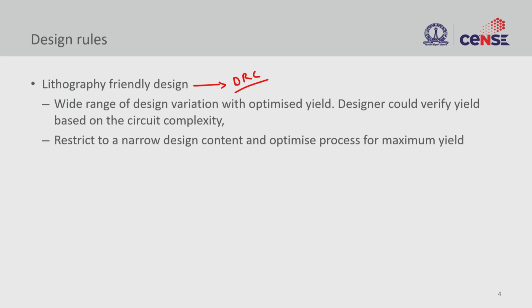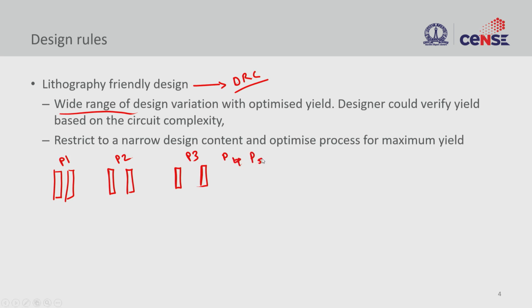So these are the two instances that can be used in order to make your design lithography friendly. One is you define a wide range of design variation, right, with optimized yield. So what do we mean by a wide range of design variation? The process itself will allow you multiple pitch variations, right. So let's say I have 3 different pitches. This is pitch 1, pitch 2 and pitch 3. Similarly you can have pitch 4 and 5, let's say.